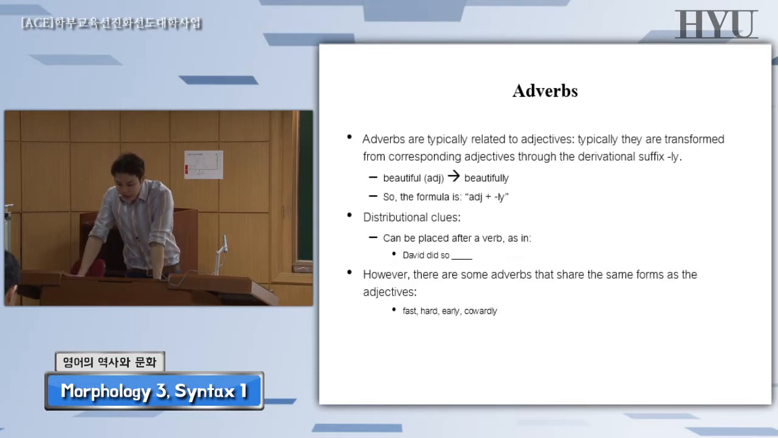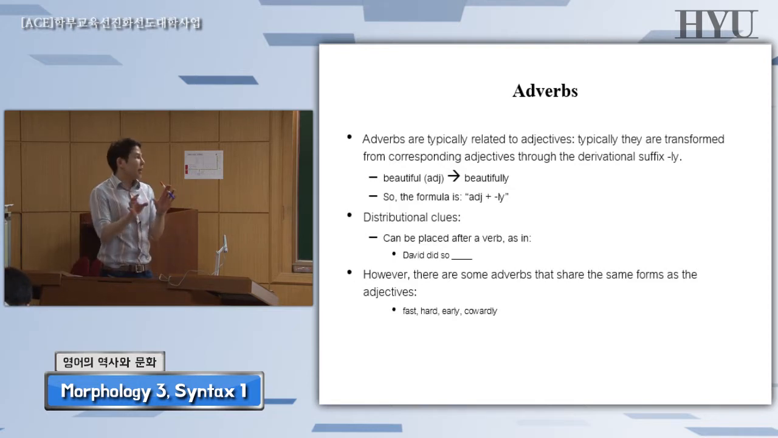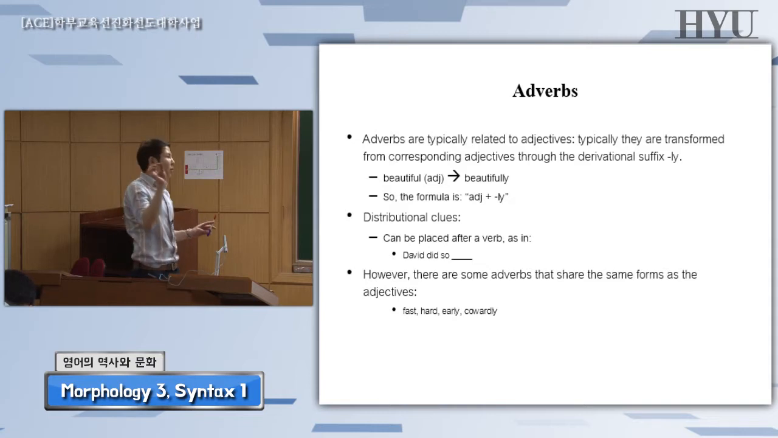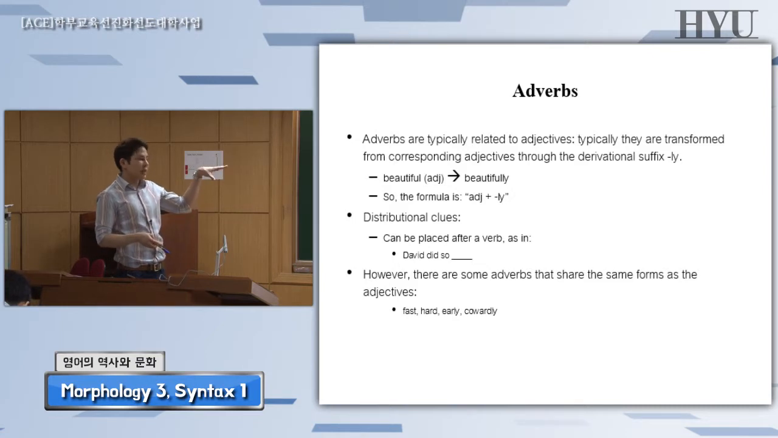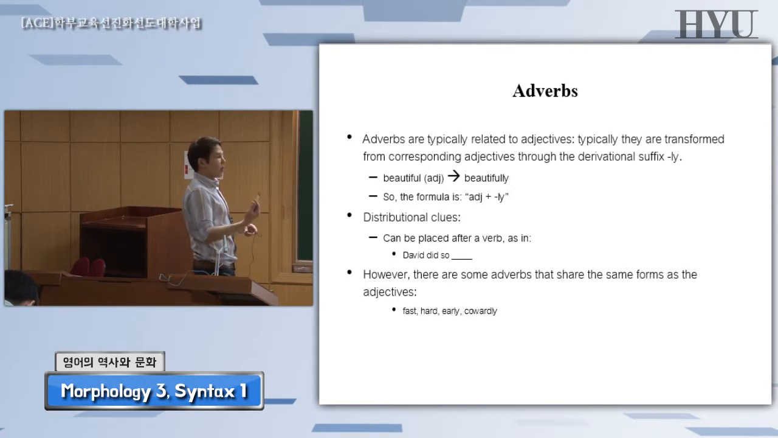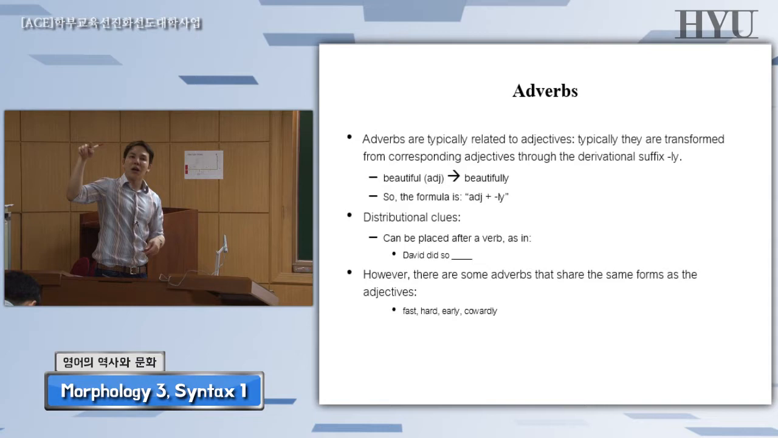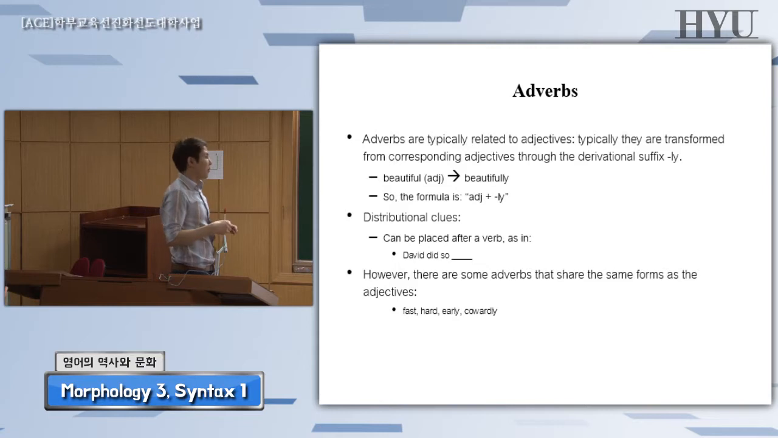Now, finally, we come to the last content word type, which is what we call adverbs, okay? Adverbs are typically related to adjectives because adverbs are created out of adjectives, and typically you add the morpheme ly to adjectives, like beautiful to beautifully. So the formula seems to be adjective plus ly. So ly is a derivational suffix, right? And you can use it as a clue when you see a word that ends in ly. You usually have an adverb, but not all the time, maybe 98% of the time, okay?